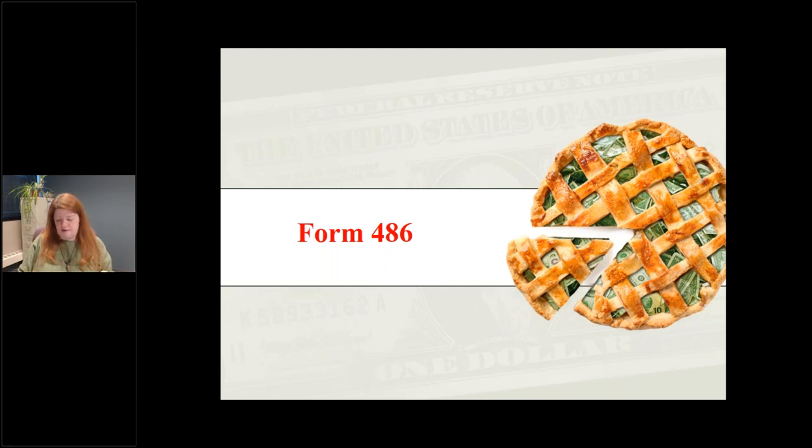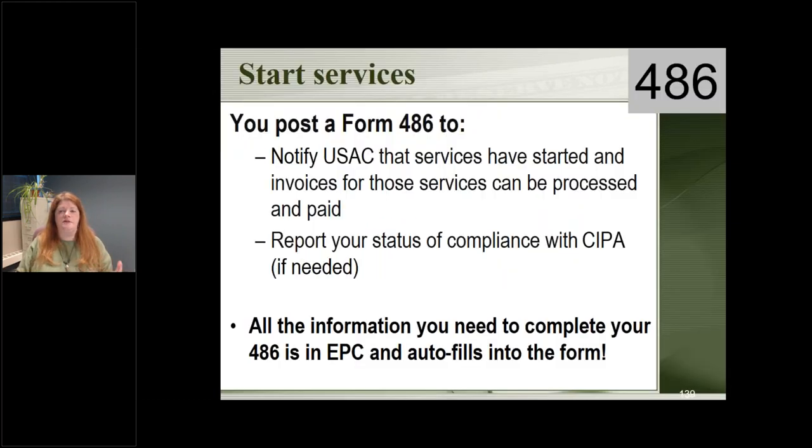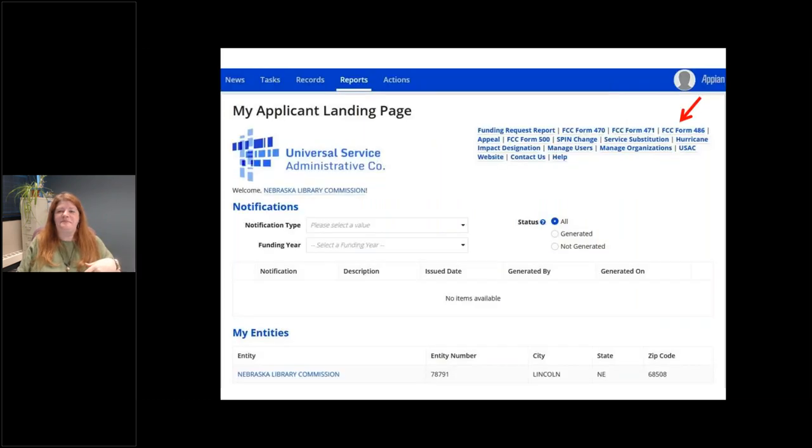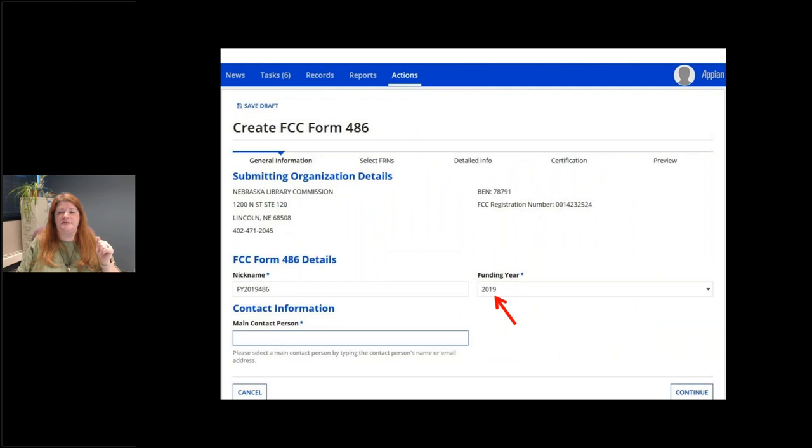So you do have to confirm with a 486. This is officially notifying them that services have started and you say, yes, we're in compliance with SIPA. What's great about the 486 is you almost literally have nothing that you have to enter. All the information is already in your EPC account because you entered it in your 470, USAC approved it. Now all you do in your 486 is check some boxes and confirm, yep, these are all still the same things. It is the easiest, shortest, quickest form of the whole process, and it's the one that many people forget to do, because that funding commitment letter is a great thing to get, and you forget that you still have something left.